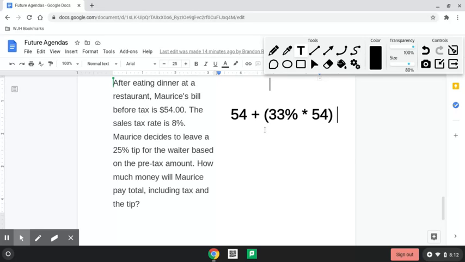Though if you like working with fractions, those other two numbers were easier to turn into a fraction than 33 is, because that won't reduce, 33 over 100. It can't be simplified, and it'll be a lot of work. So we have to do 0.33 because that's the decimal form of this. Again, we move that over two places. 0.33 times 54.